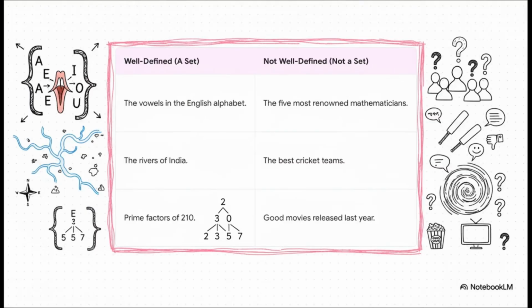And this slide really breaks it down. Look at the left side, under well-defined. The vowels in the English alphabet? Yep, that's a set. A, E, I, O, U. No debate there. The rivers of India? We can list those. But now look at the right. The 5 most renowned mathematicians? Renowned according to who? Your list might be different from mine. Or the best cricket teams. Again, that's just an opinion. The second you introduce confusion or opinion, it's no longer well-defined, which means it's not a set.